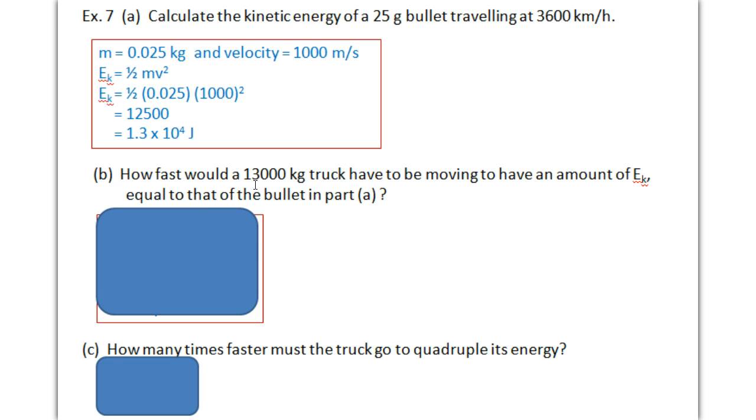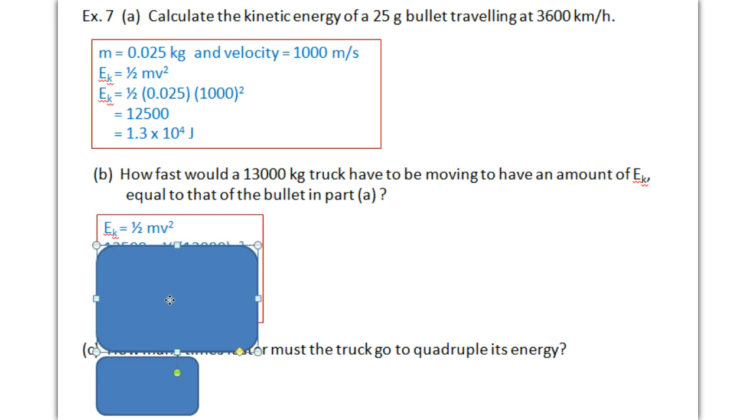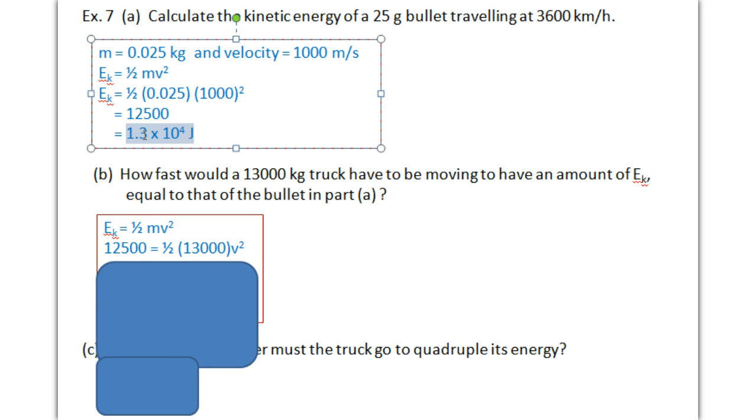How fast would a 13,000 kilogram truck have to be moving to have an amount of kinetic energy equal to the bullet? Well, we know the kinetic energy, we know the mass of the truck, and how fast would it have to go in order to have the same kinetic energy as the bullet? So you have to solve for velocity. So put in your kinetic energy. Notice that we're not using the rounded answer. We use our actual number here. The rounded answer is only when we present our final answer, but when you have to go back and reuse calculations, give the whole number here.